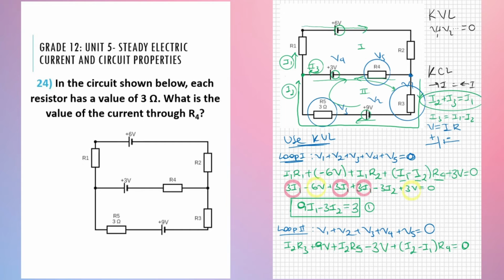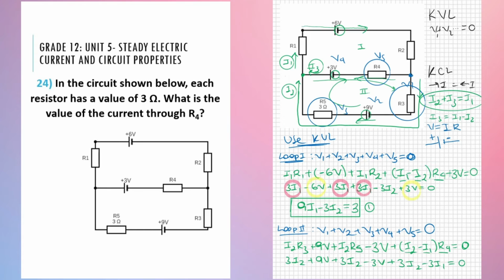Next, again, with the same simplification, we replace all the resistors with 3. So we can rewrite this as 3I2 plus 9 volts plus 3I2 minus 3 volts plus, let's distribute the R4 for both I2 and I1. So we have 3I2 minus 3I1, and this is all equal to 0.